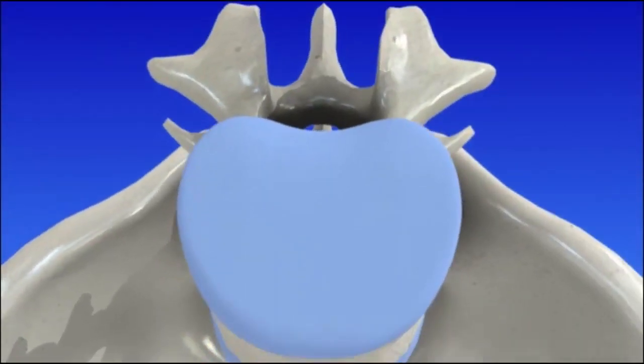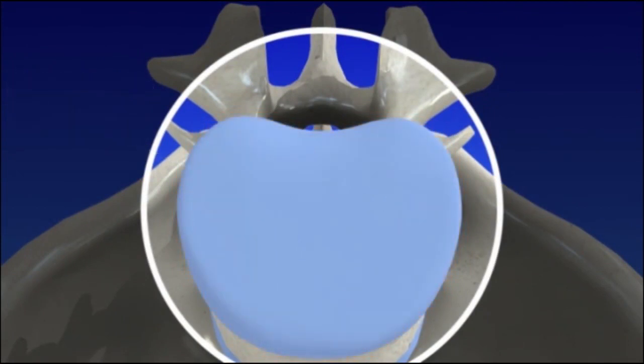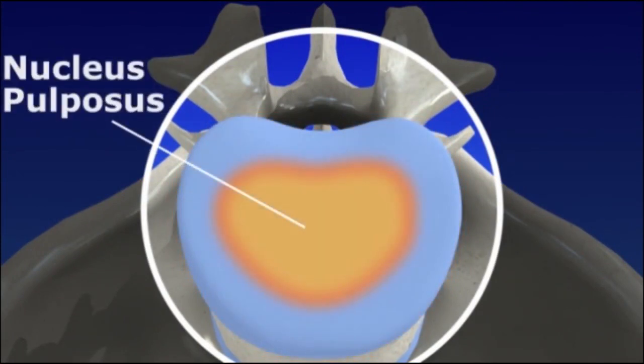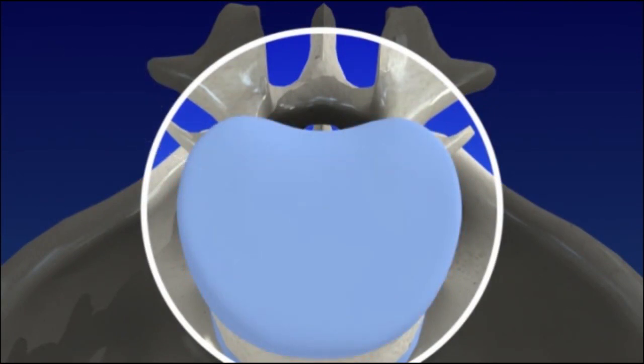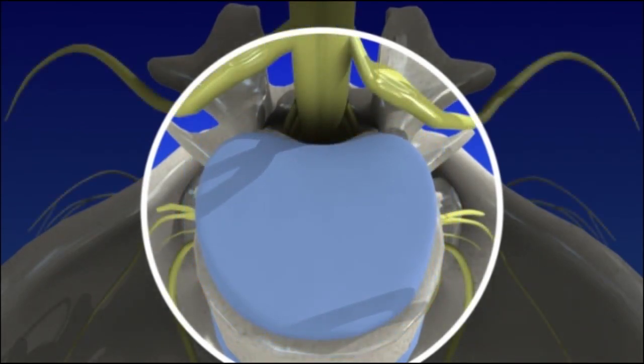The tough outer layer is called the annulus fibrosus. The center of each disc, the nucleus pulposus, is gel-like in its normal state. With age, discs lose water content and become more narrow, less flexible, and less effective as cushions between the vertebrae.